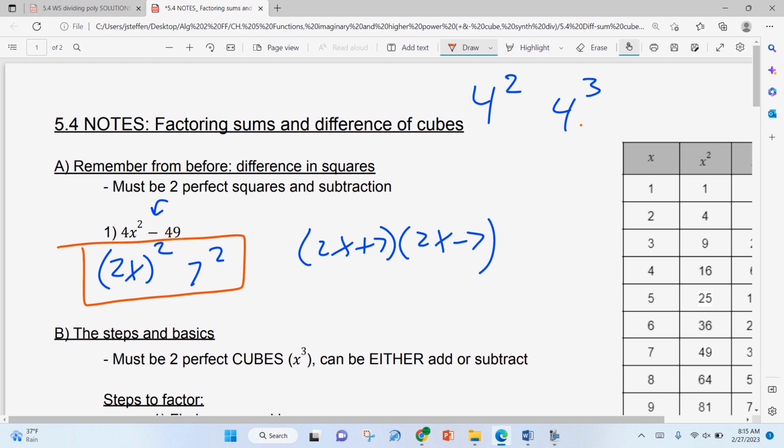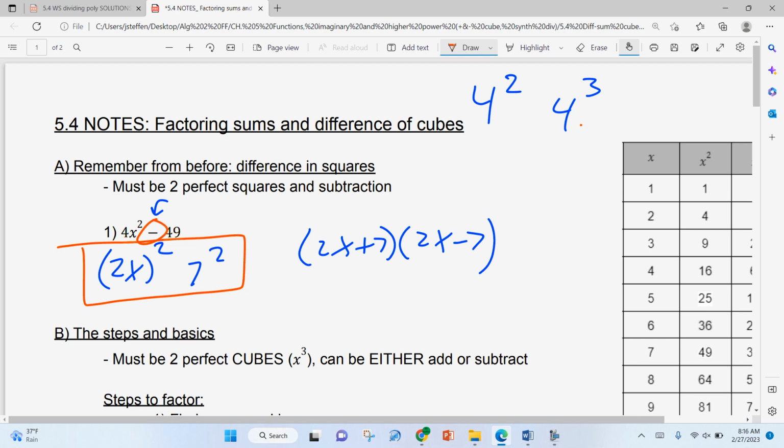Now the good news is, when it's to the third power, when it's cubed, it can be subtraction. We talked about the difference in squares. Now we're talking about the sum and difference of cubes. So it can be a plus or a minus sign. It doesn't make any difference. But they do have to both be perfect cubes.